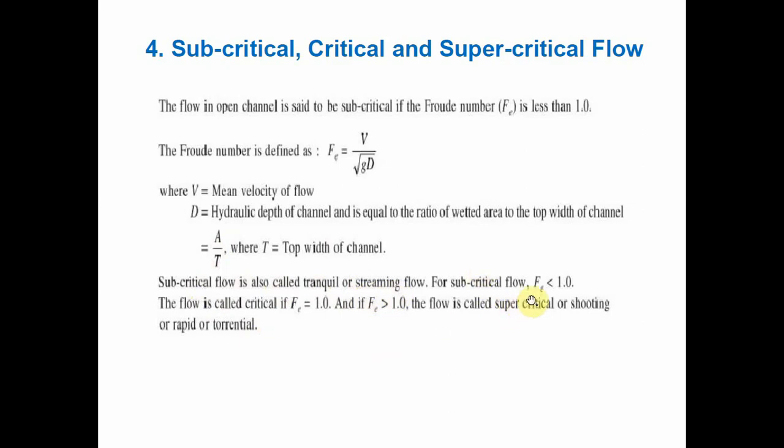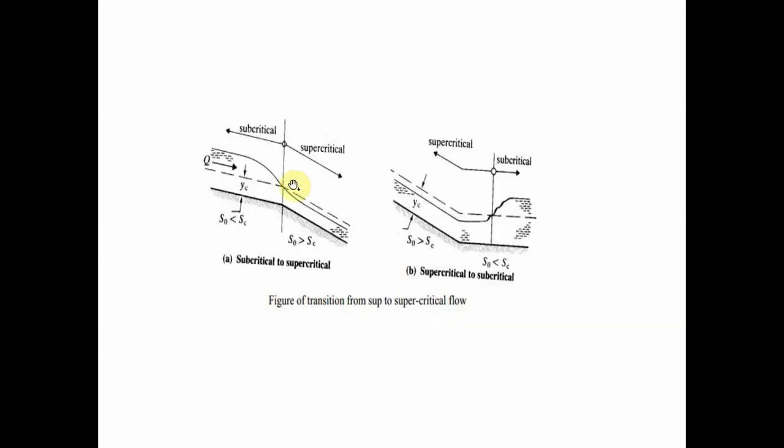Subcritical flow, therefore, F is less than 1. The flow is critical if F is equal to 1, and if F is greater than 1, the flow is said to be supercritical, shooting or rapid or torrential flow.